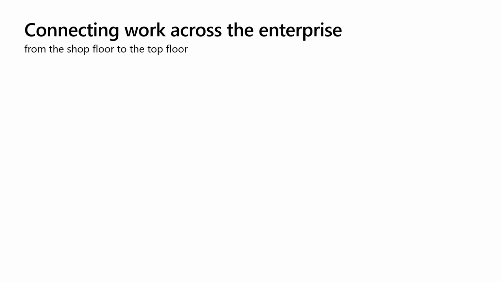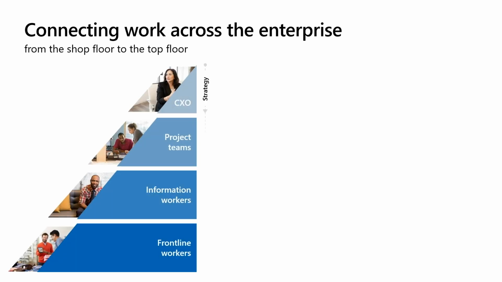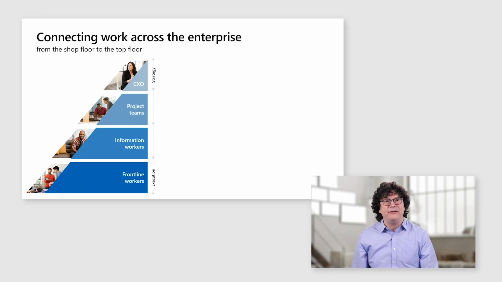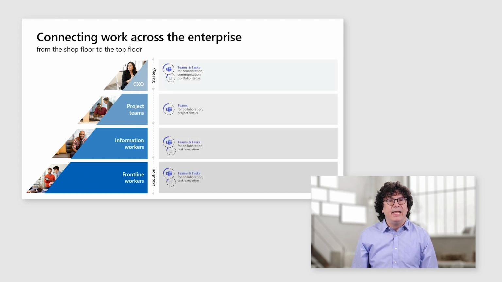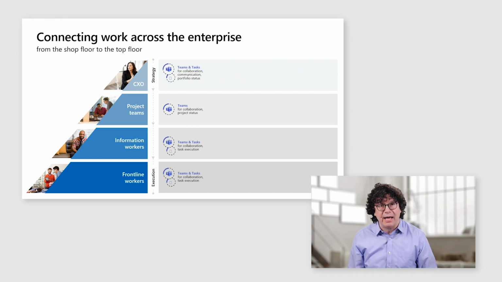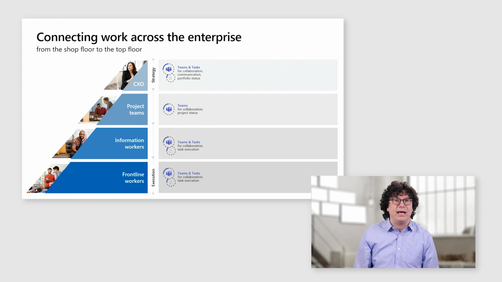Going forward, at Microsoft, we are working to bring together our tools and technologies to help organizations connect work across the enterprise, from the shop floor to the top floor, and to help them keep people, teams, and information aligned from strategy to execution. It starts with Microsoft Teams, the hub for collaboration, visibility, and work management. With Teams, executives can communicate strategy and track progress across portfolios. Project teams can collaborate, manage projects, and communicate status.